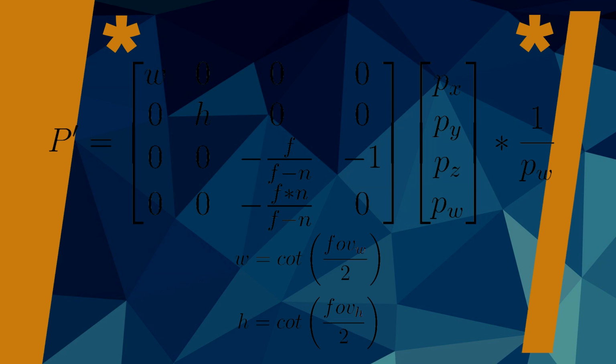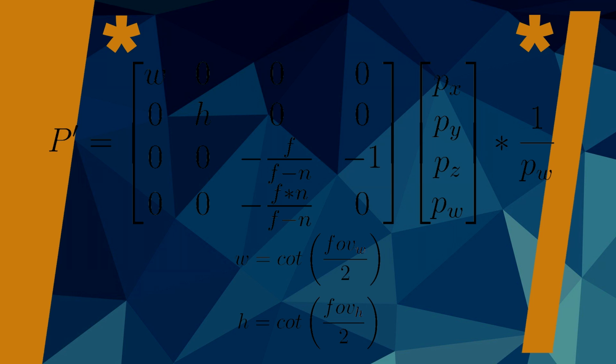So this matrix is a little bit more complicated. W and H are defined under it. FOV W and FOV H stand for field of view width and field of view height. That's the angle that you can see on either side of the screen from left to right and from top to bottom for W and H respectively. F is the difference between the user and the far clipping plane, and N is the difference between the user and the near clipping plane.